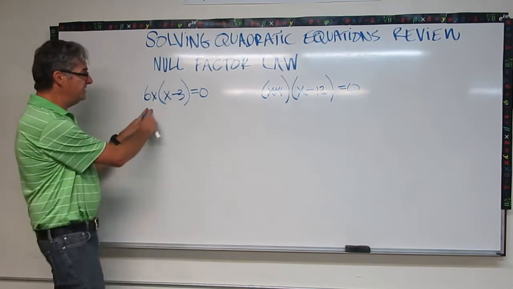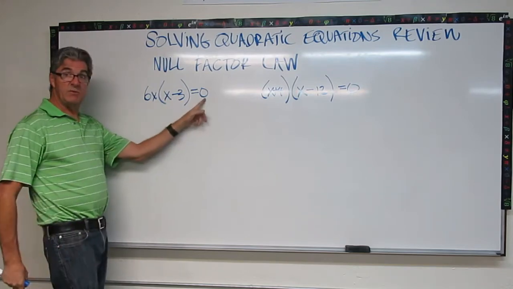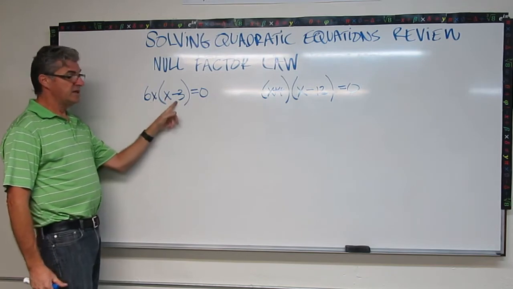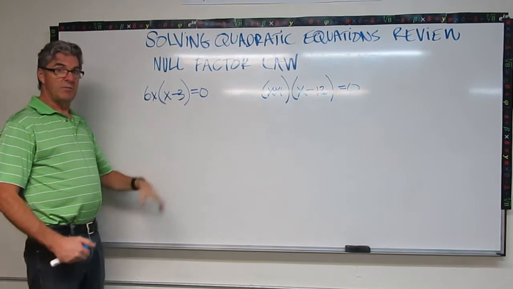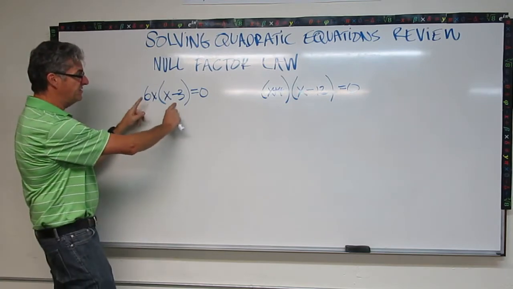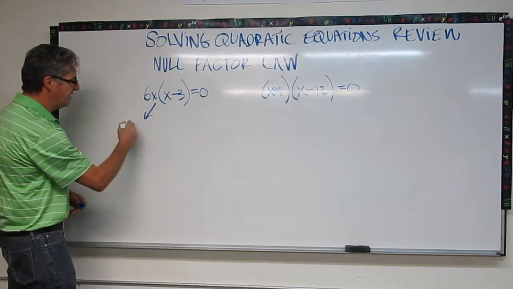So if we have this quadratic, 6x times x minus 3, and we set it equal to 0, then we know that either 6x has to be 0 or x minus 3 has to be 0. And when we solve these quadratics, actually we're looking for two solutions that make this whole thing 0. So what we do is we do a little branch. We branch this one out.